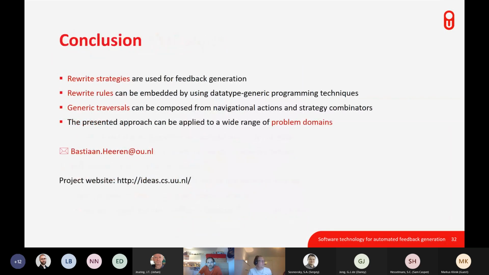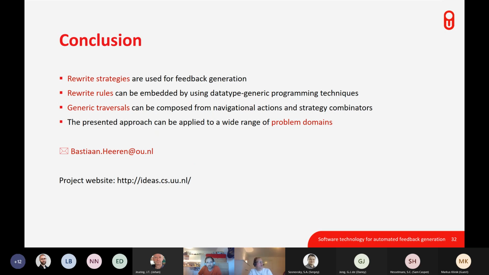The thing that I presented is a couple of techniques from software technology that we are using to build these intelligent tutoring systems. I've presented rewrite strategies. They are used for feedback generation. I have shown you how rewrite rules, they are the laws that you are applying, the steps, the basic steps, how these can be embedded in a language such as Haskell in a quite elegant way. But under the hood, we have to do a lot of data type generic programming to make this work. This is kind of the hidden magic that you do not see, but that is there in the framework.